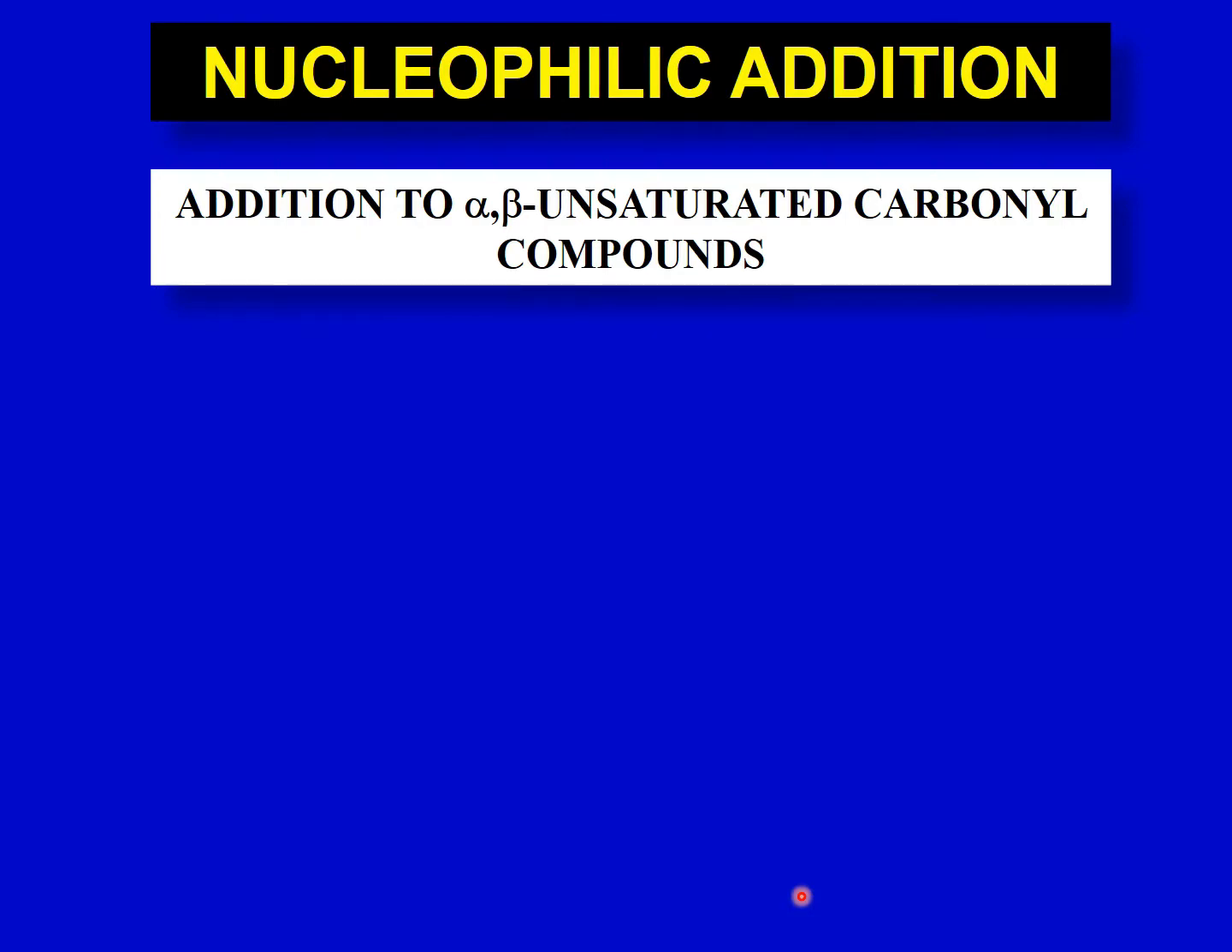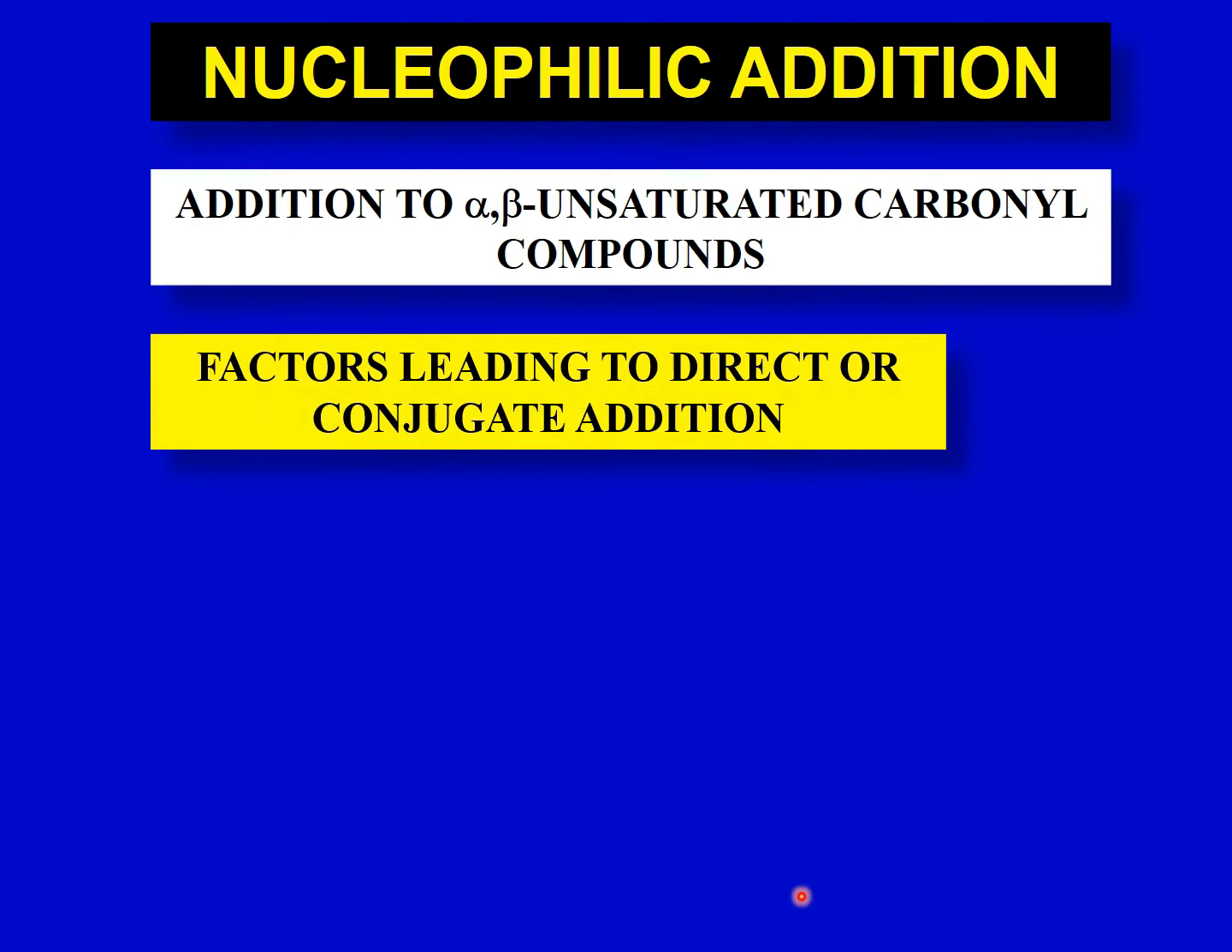Welcome to another session on nucleophilic addition reaction. As you know, in the previous video lecture, we were talking about addition to alpha beta unsaturated carbonyl compounds. And from the previous sessions, you know that addition to alpha beta unsaturated carbonyl compounds may lead to the formation of a direct addition product or a conjugate addition product, or in other words, a 1,2 addition product or a 1,4 addition product.